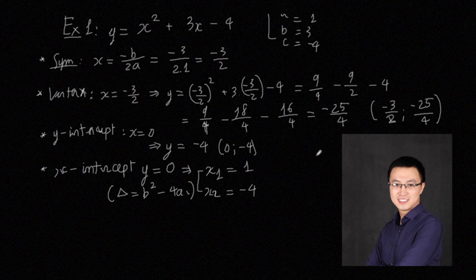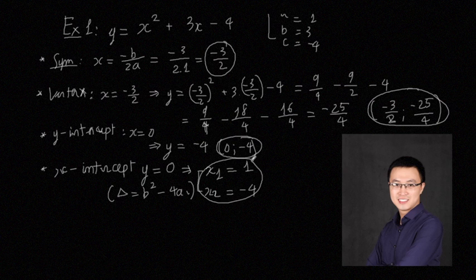So we have the 4 important factors: the symmetry line, the point of the vertex, the point of the y-intercept, and the point of the x-intercept. Okay, so I will use these 4 factors here to graph this solution.